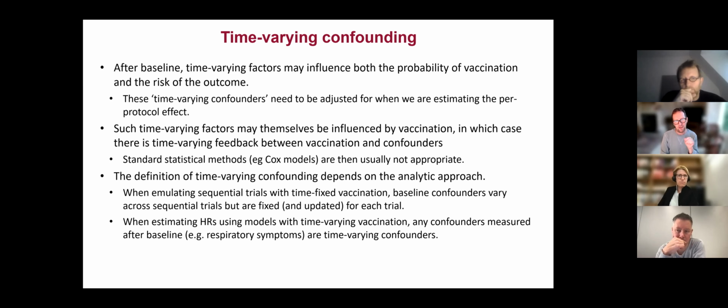Once again, the definition of time-varying confounding depends on the analytic approach. If we're emulating sequential trials with time-fixed vaccination, baseline confounders vary across the sequential trials, but they are fixed and updated for each trial. So if my vaccinated person is vaccinated on the 15th of January, my baseline confounders are everything that I can measure up till the 15th of January. But in the hazard ratio approach, using models with time-varying vaccination, anything measured after baseline is a time-varying confounder.